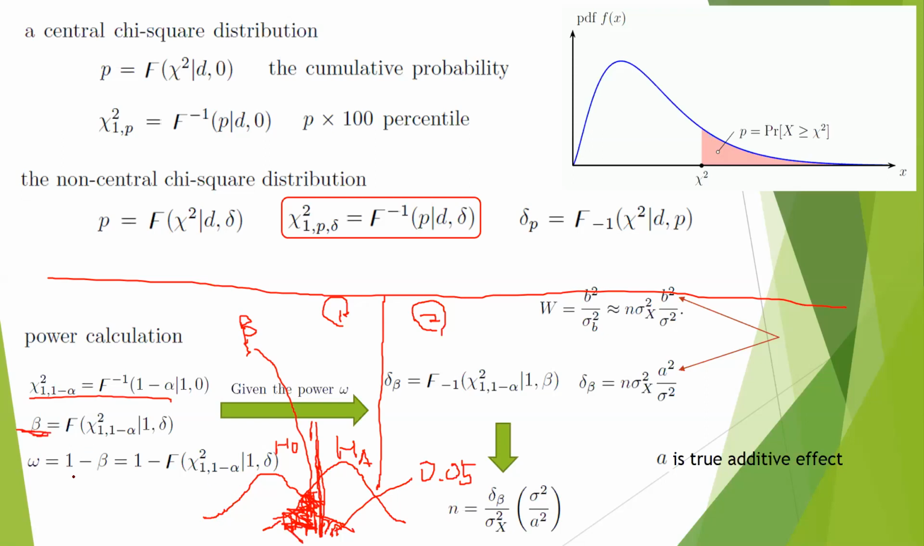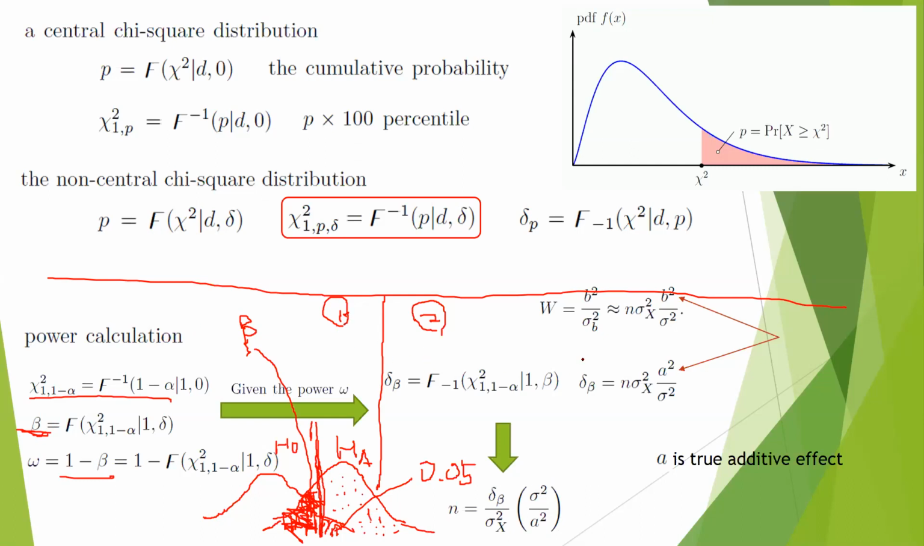All right, the power is defined as 1 minus beta, which is this. Let me shade this area like this. So this is the power, right? Is that clear? And so this is the first situation.